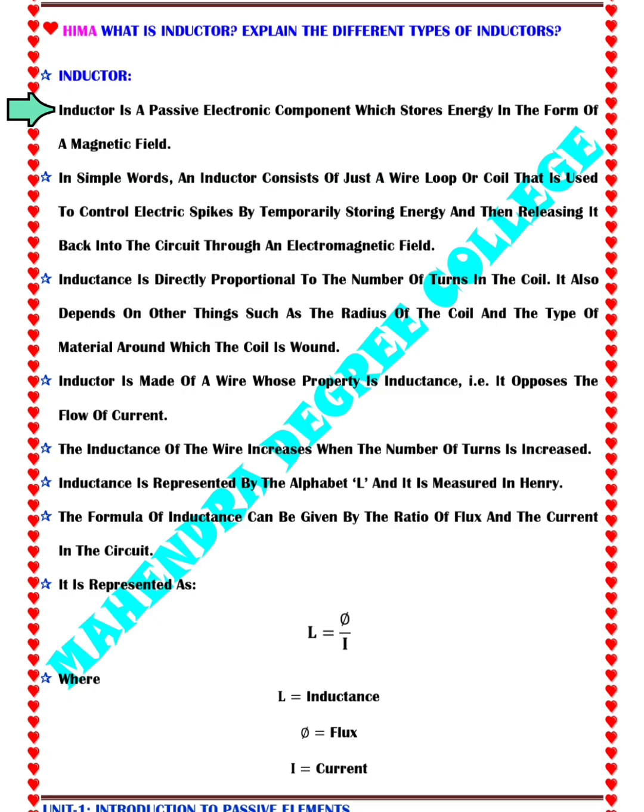The final explanation: an inductor is a passive electronic component that stores energy in the form of a magnetic field when current flows through it. In simple words, an inductor consists of just a wire loop or coil that is used to control electric spikes by temporarily storing energy and then releasing it back into the circuit through an electromagnetic field.